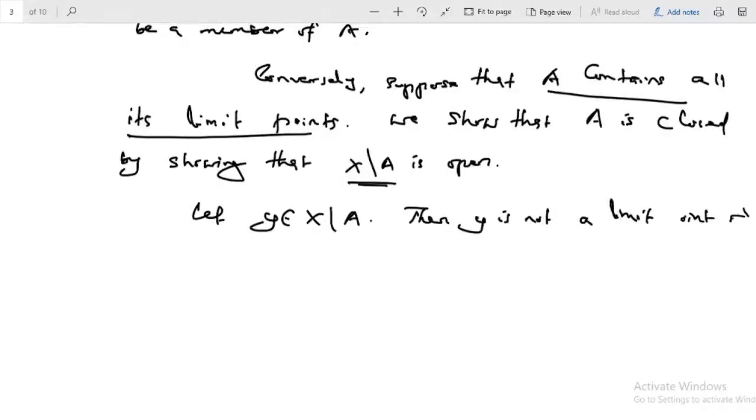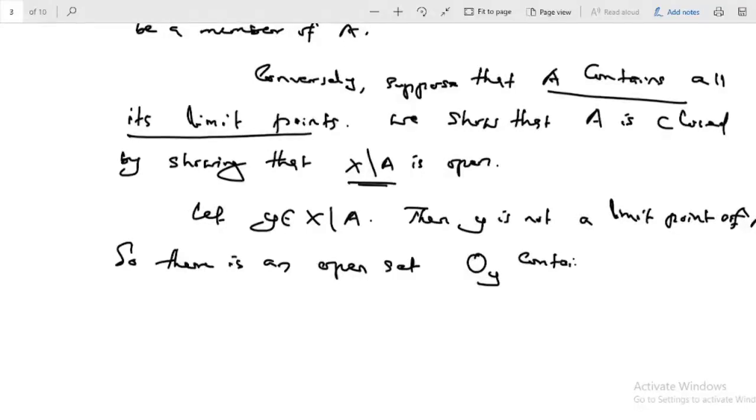ഇവിടെ ഓപ്പൺ സെറ്റ് കിട്ടും. അപ്പോൾ ഓപ്പൺ സെറ്റ് X difference A യുടെ സബ്സെറ്റ് ആയിട്ട് കൊണ്ടുവരാനാണ് y യെ കണ്ടെയ്ൻ ചെയ്യുന്നത്. നമുക്ക് ഇവിടെ കിട്ടുന്നത് y is not a limit point of A. y എയുടെ ലിമിറ്റ് പോയിന്റ് ആയിരുന്നെങ്കിൽ y യെ കണ്ടെയ്ൻ ചെയ്യുന്ന എല്ലാ ഓപ്പൺ സെറ്റും എയുമായി ഇന്റർസെക്ട് ചെയ്യണം. y is not a limit point of A implies there is an open set, call it O_y, containing y but not containing any point of A. Okay.